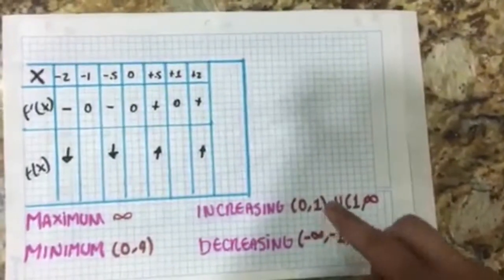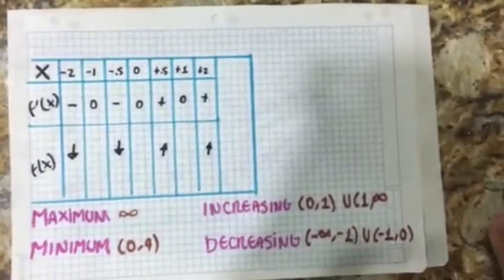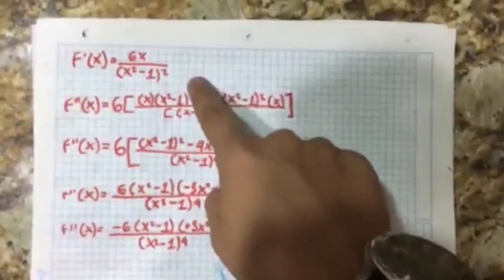Therefore, our maximum is infinite and our minimum is 0, 4. And here are our increasing and decreasing ranges, which means from where to where it is increasing and from where to where it is decreasing. To get the second derivative, first we have to set the first derivative.